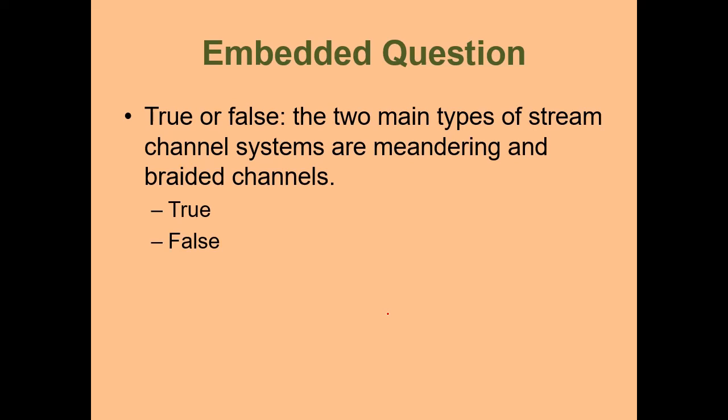Embedded question, true or false? The two main types of stream channels are meandering and braided channels. So this is true. We have braided channels and meandering channels. So we either have many channels intertwining with each other, or we have a single channel.